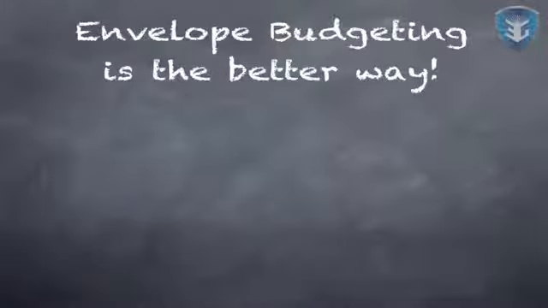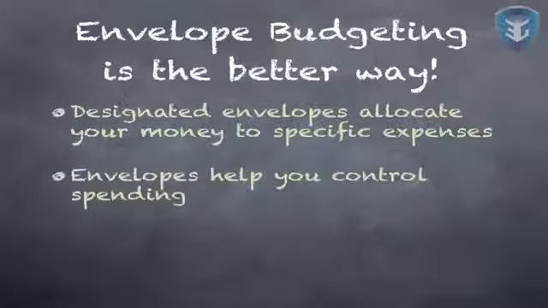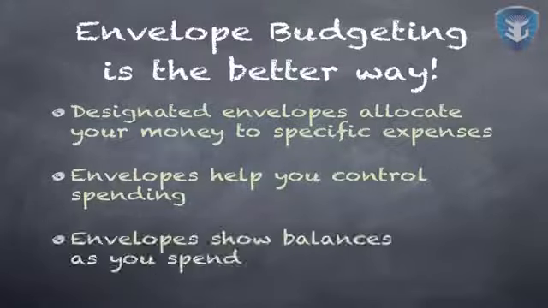So let's recap. Envelope budgeting is the better way to plan your spending. Envelopes keep your money separate so that you can allocate it to specific expenses. Envelopes help you control your spending by giving you immediate feedback on how much money is left as you spend. And all this helps you spend only what you have.